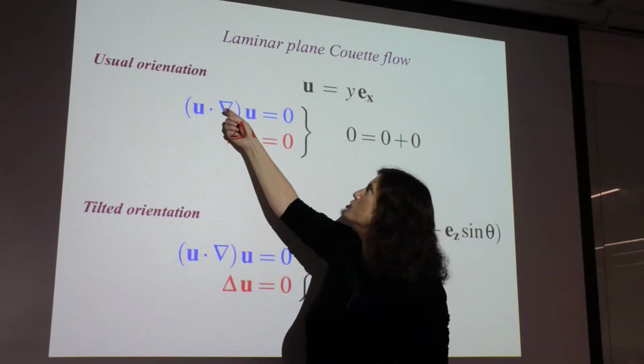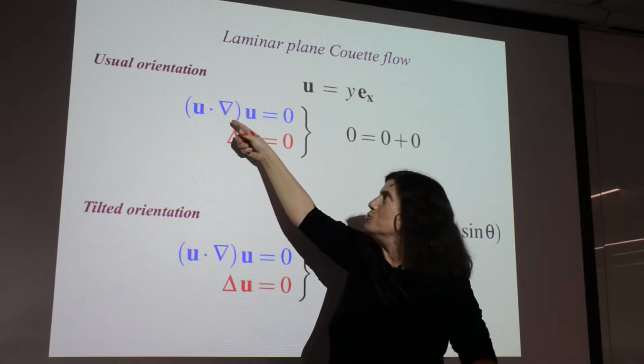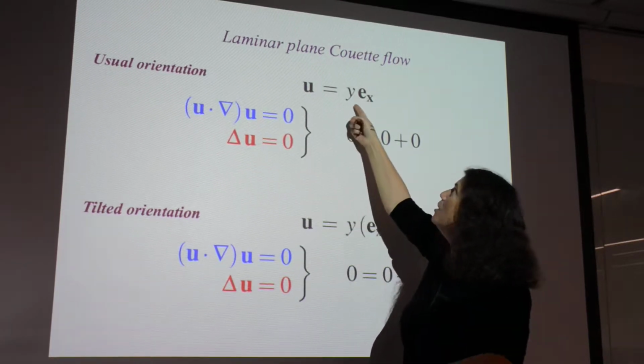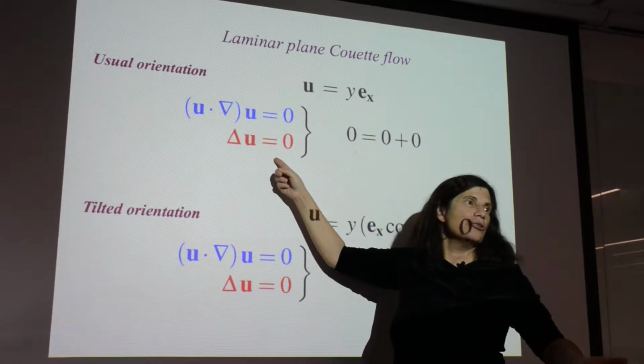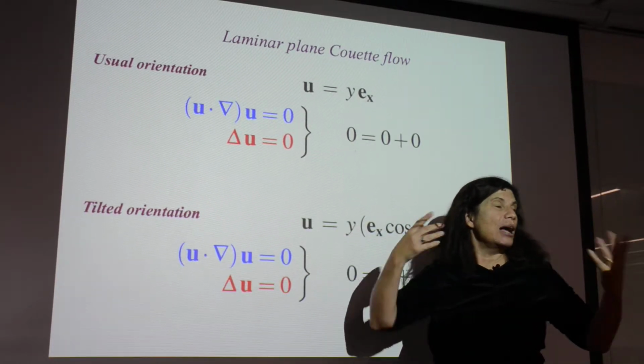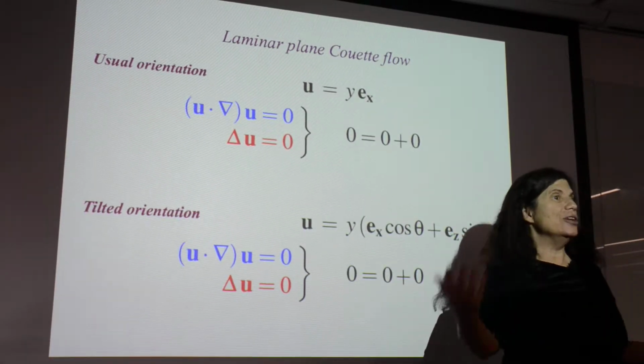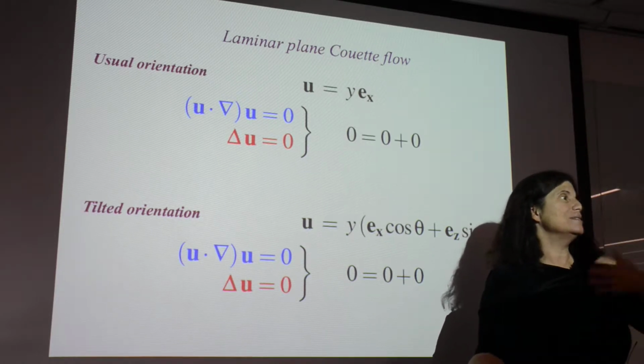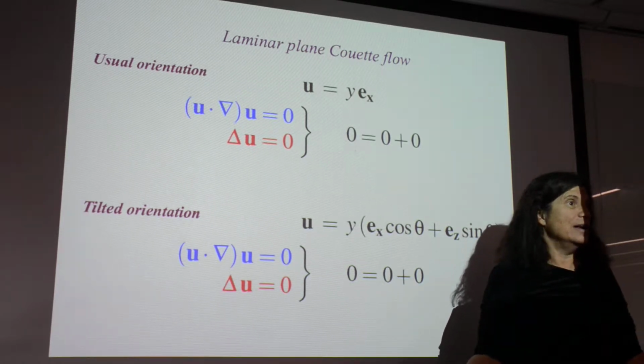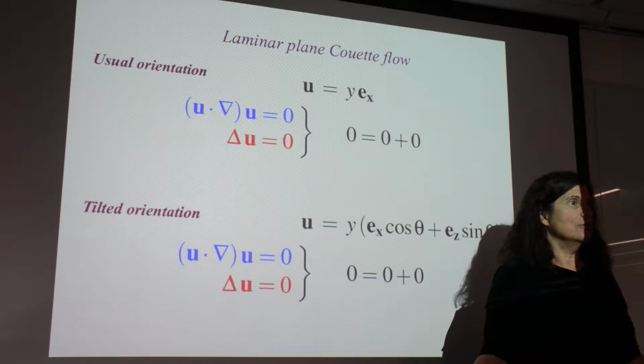Anyway, you can easily do that. The Laplacian of a linear function is also 0. So yes, laminar Couette flow is an equilibrium between the nonlinear terms, the advective terms, and the viscous terms. But it's a trivial one. It's 0 equals 0 plus 0.